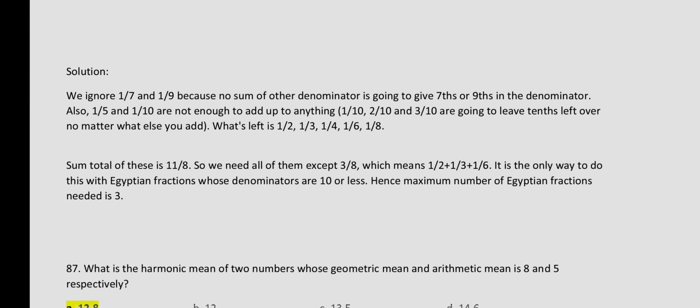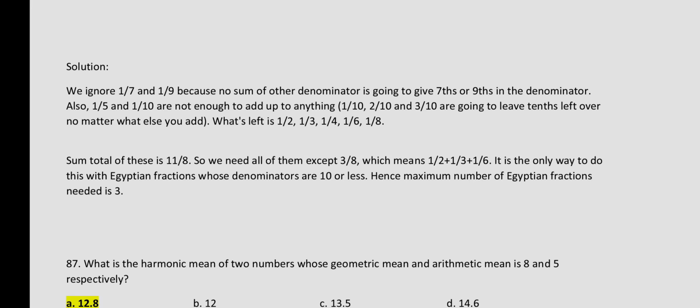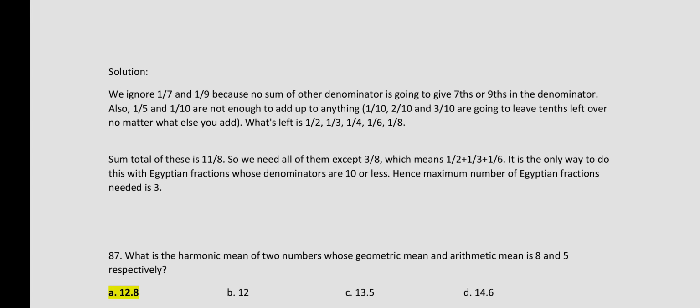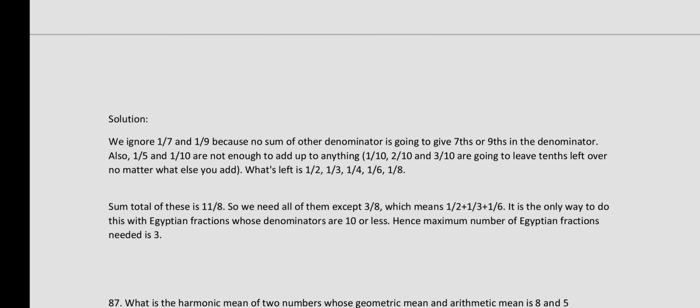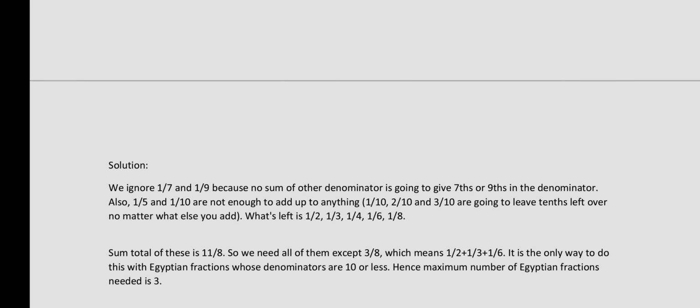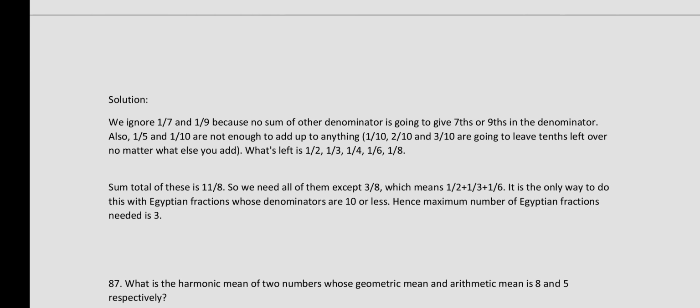Solution, yan. We ignore 1 over 7 and 1 over 9 because no sum of their other denominators is going to give 7s or 9s in the denominator. Also, 1/5 and 1 over 10 are not enough to add up anything. 1 over 10, 2 over 10, and 3 over 10 are going to leave 10s left over no matter what else you add. What's left is 1/2, 1/3, 1/4, 1/6, 1/8.